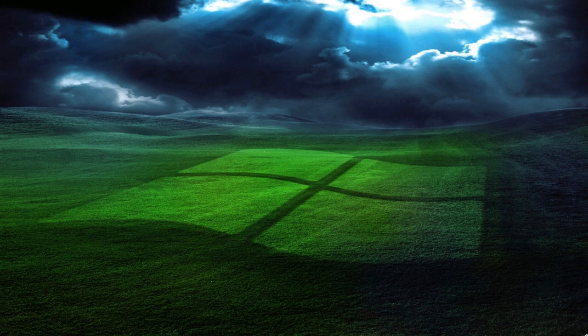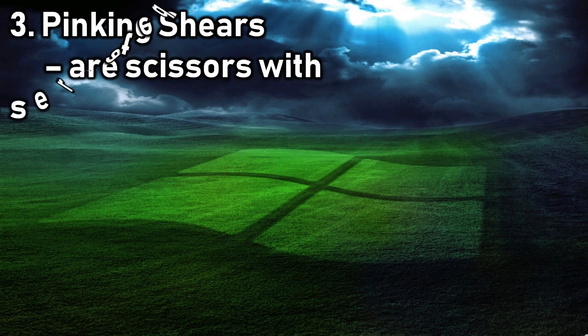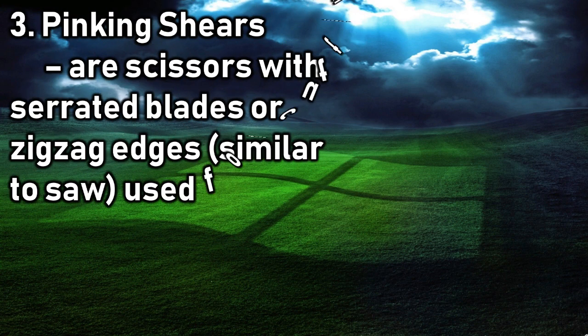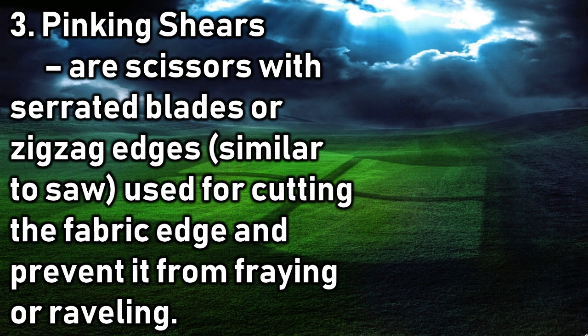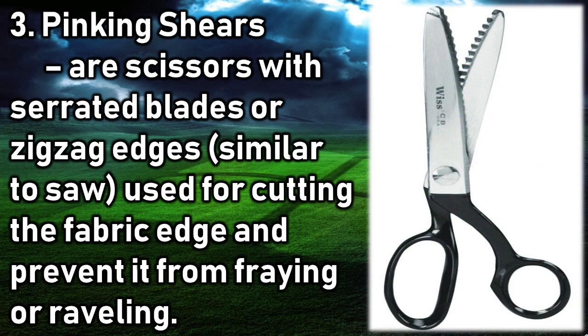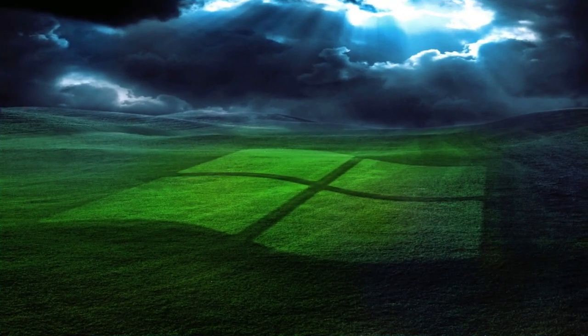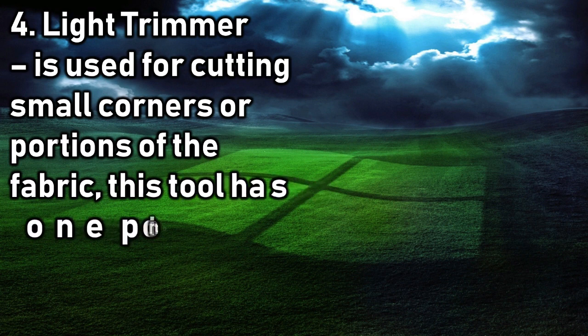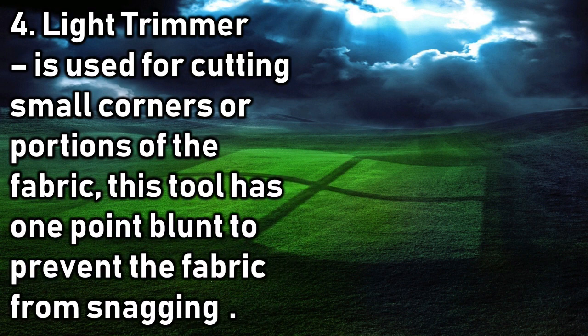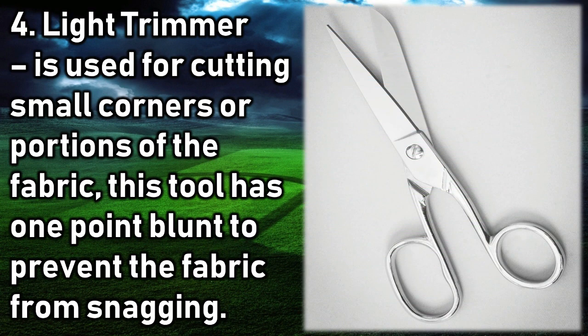Three, pinking shears are scissors with serrated blades or zigzag edges, similar to a saw, used for cutting the fabric edge and preventing it from fraying or raveling. Four, light trimmer is used for cutting small corners or portions of the fabric. This tool has one point blunt to prevent the fabric from snagging.